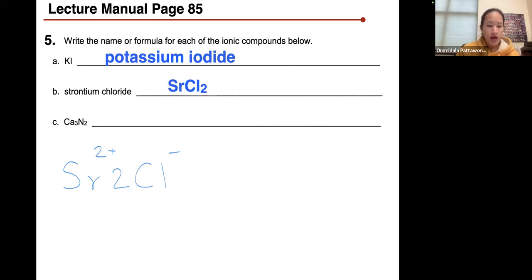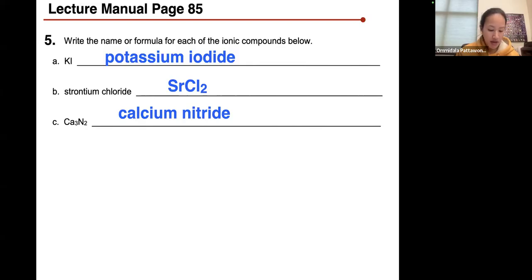Okay, C, the name would be calcium nitride. Again, this is not nitrate or nitrite because nitrogen is only one single nitrogen. Okay, so I'm going to compare the differences again. If nitrogen comes as single, like this, the ion's charge would be predictable based on the location. This is going to end with "ide."